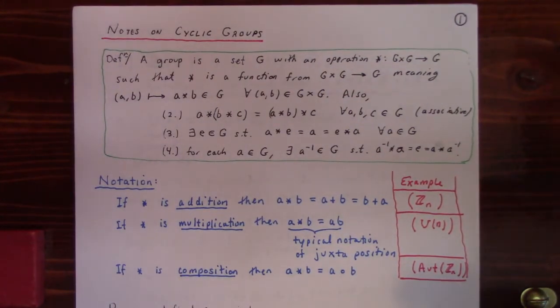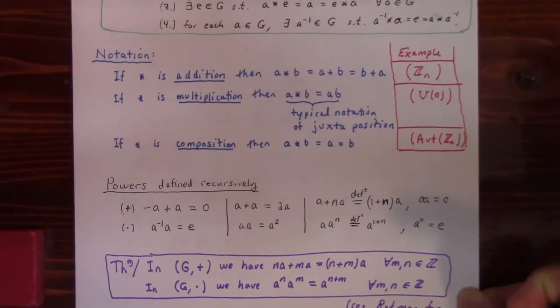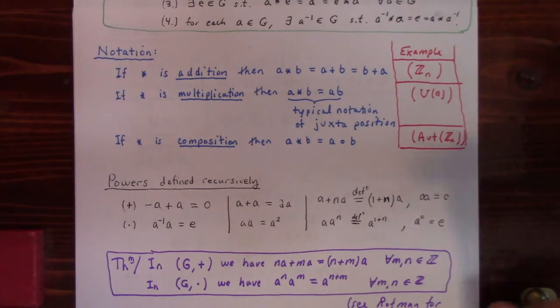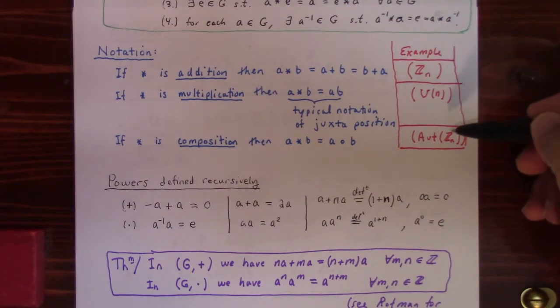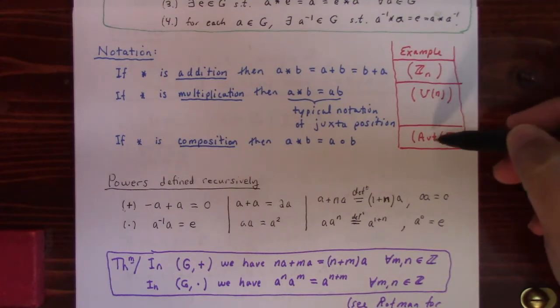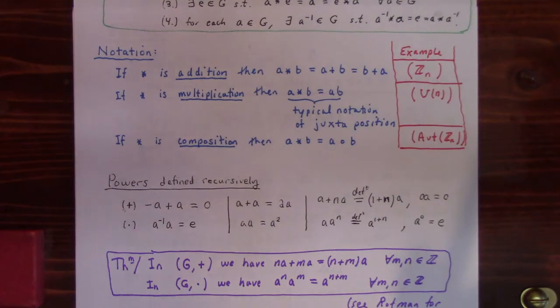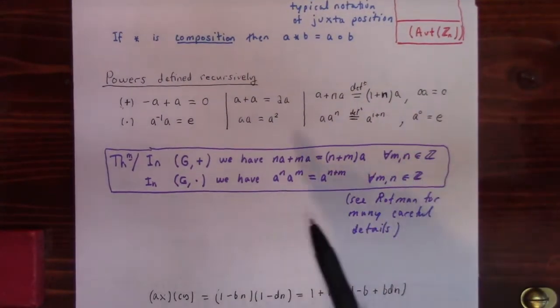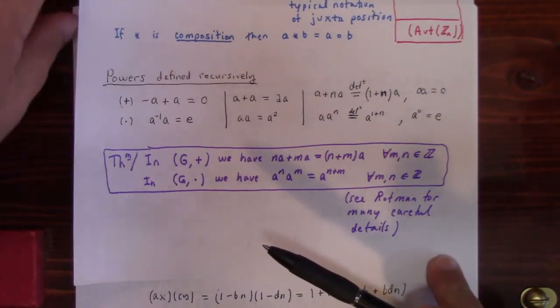and basically I just say, okay, here's the definition of a group. Remind you we can use additive or multiplicative notation. Zn is an additive group, Un is a multiplicative group. The automorphisms of Zn is a group under composition, right? And then we can define powers. We have laws of exponents, these things to work with, right?